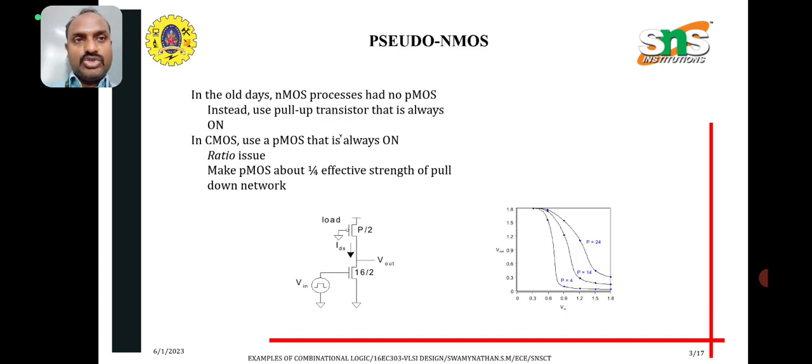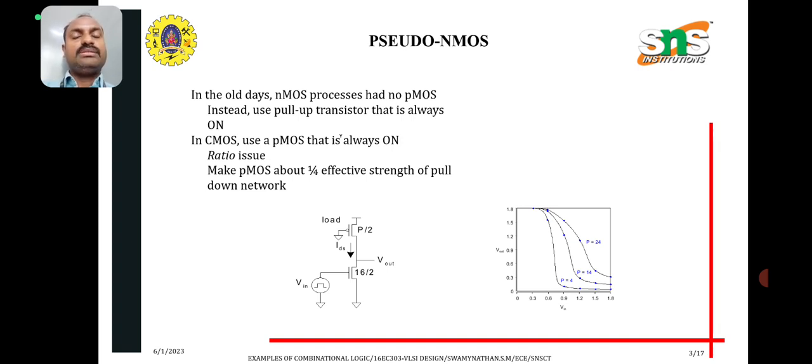So first, pseudo nMOS is nothing but it has no PMOS. In olden days we followed the nMOS process without any PMOS circuit. Instead, the pull up transistor is always on. What is the concept of pull up and pull down? Pull up is a PMOS transistor. PMOS transistor always on means we need to give the input 0, so instead of giving input 0, the gate is grounded, which means it is permanently on.